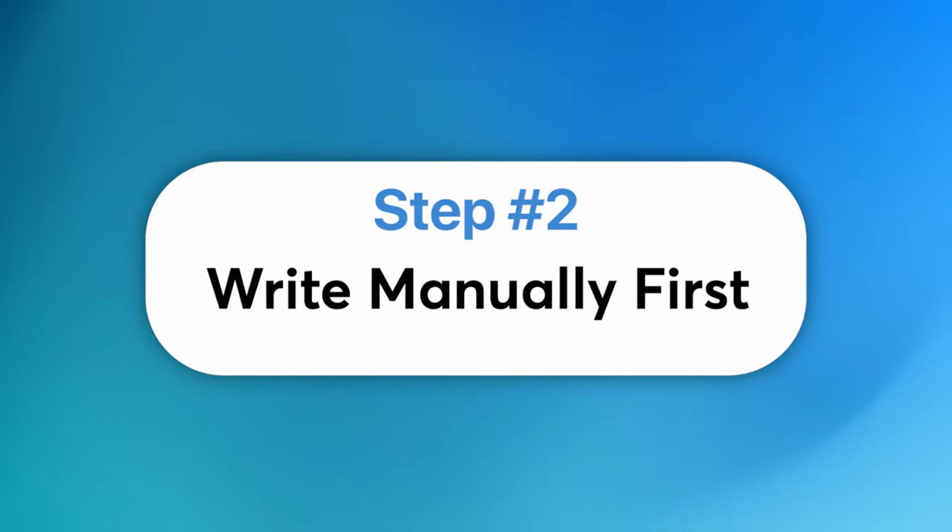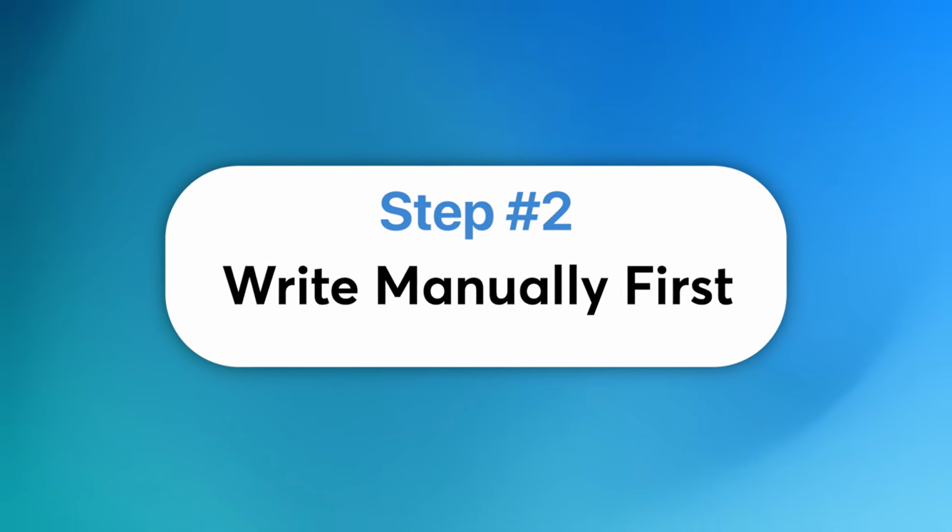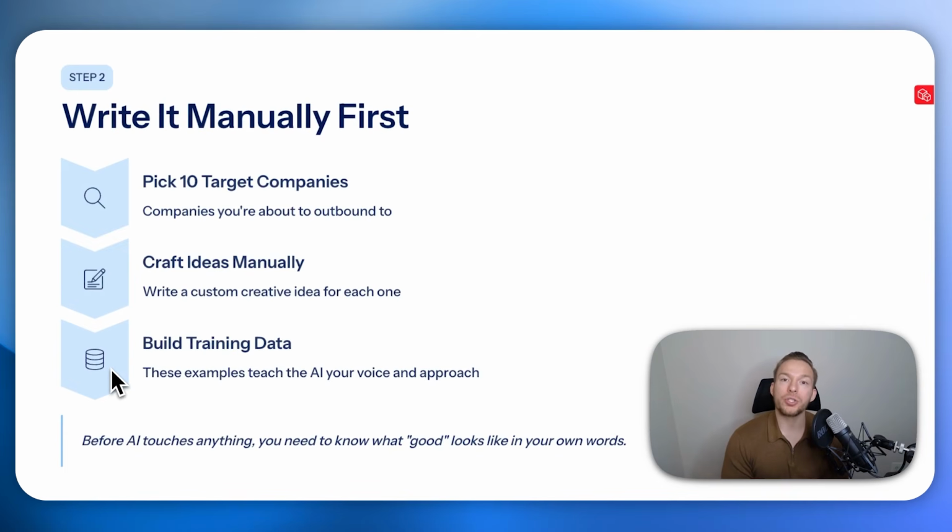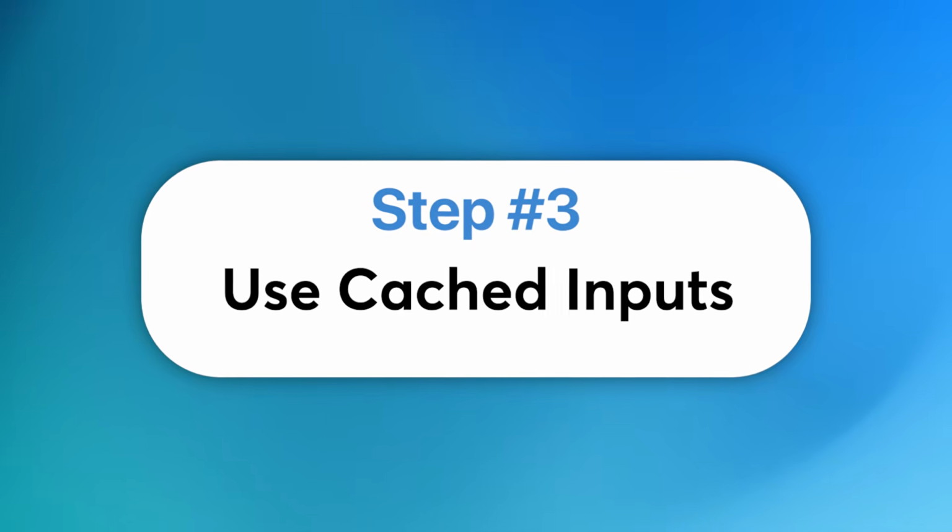Then you want to pick 10 companies that you're going to be reaching out to and write it manually for them first, so that you have training data to put into your prompt, so it knows, okay, I saw this company description in the past and this is what we would have said. Okay. And then that's going to help you increase the formatting, the tone, and also just the overall ideas of the campaign.